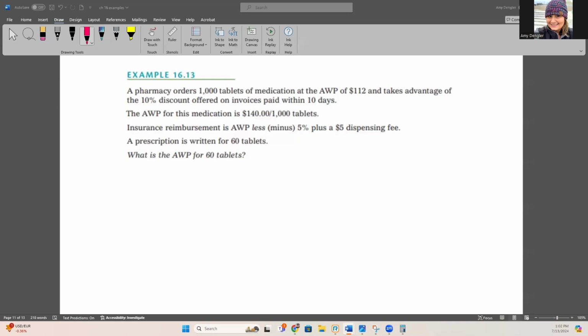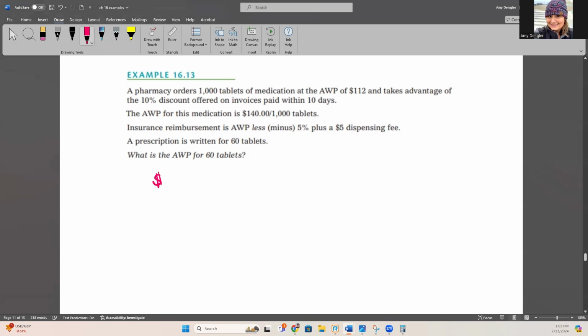A pharmacy orders 1,000 tablets of medication at the AWP of $112 and takes advantage of the 10% discount offered on invoices paid within 10 days. The AWP for this medication is $140 divided by 1,000 tablets. And then we have insurance reimbursement is AWP minus 5% plus a $5 dispensing fee. Prescription is written for 60 tablets. What is the AWP for 60 tablets?